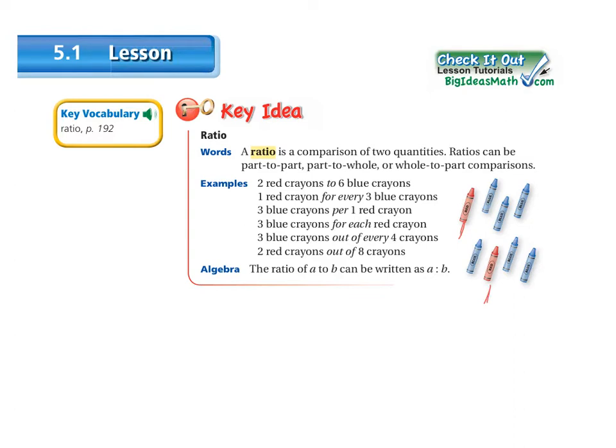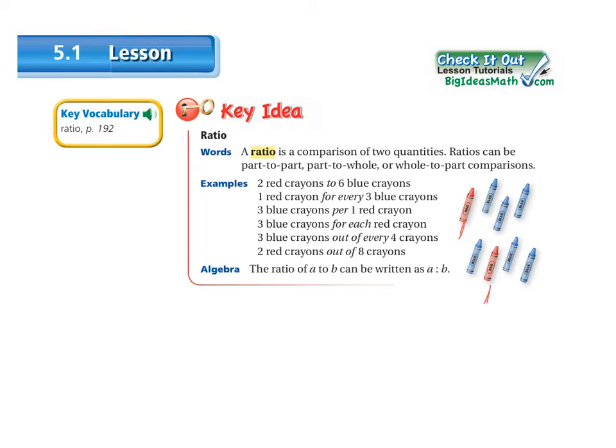1 red crayon for every 3 blue crayons. 3 blue crayons per 1 red crayon. 3 crayons for each red crayon. 3 blue crayons out of every 4 crayons. 2 red crayons out of every 8 crayons. All of these ratios are just talking about these crayons that are over here to the right.